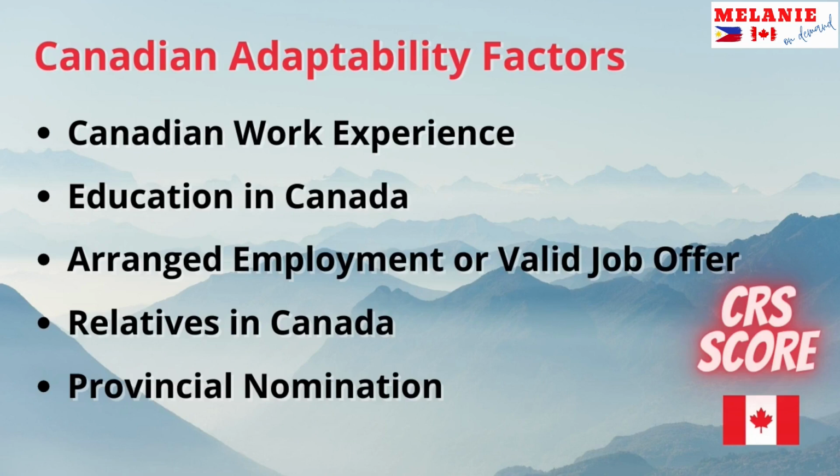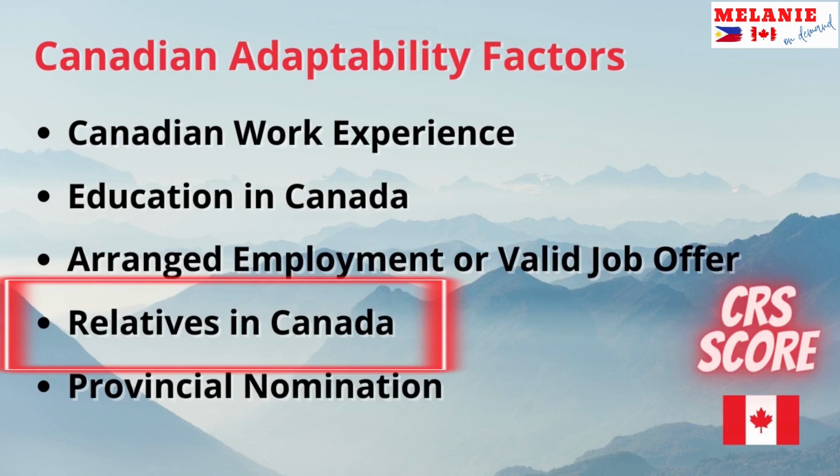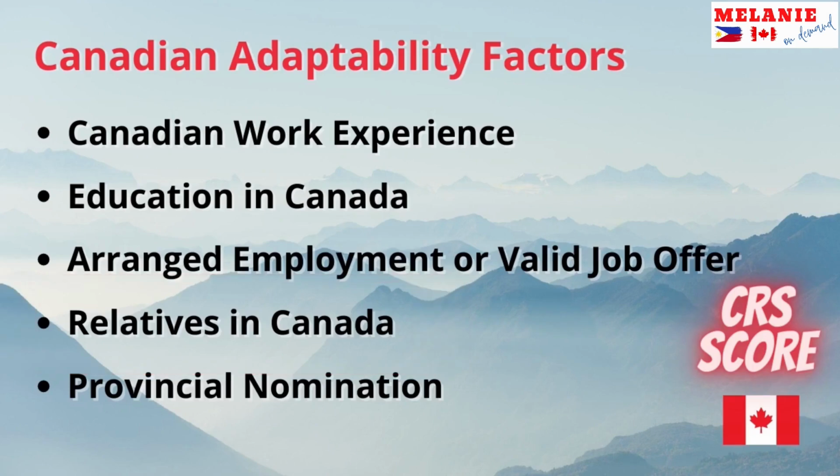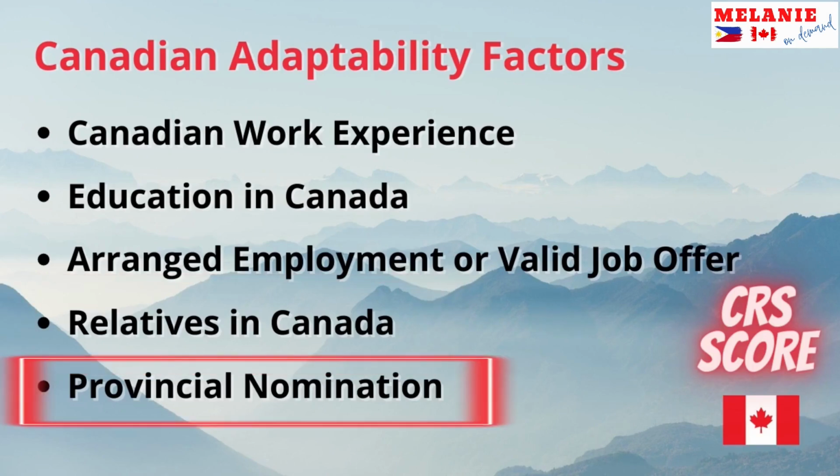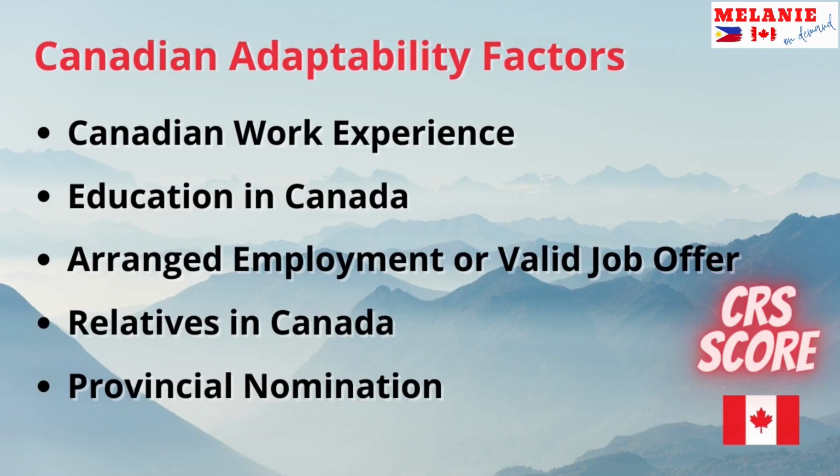And finally, Canadian adaptability factors. This includes the following: Canadian work experience, education in Canada, arranged employment or valid job offer, relatives in Canada, and provincial nomination. For relatives, you can either have relatives in Canada or you don't, so there's nothing much you can do here. For provincial nomination, you need to apply to a province or territory in order to be qualified as a nominee. This is a different application altogether. Once you get a nomination, you can surely get an invitation to apply for PR.